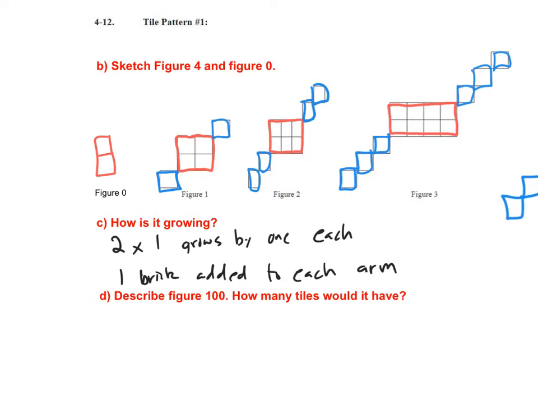So describe figure 100. What would it look like? Well, the arms, or the blue part, would be 100 long, and then the center portion would be 2 tall by 101, because remember it is one more than the figure number. So then how many tiles would it have? This is our next tricky part here. Why don't you take a second and think about that, and I'll bring it back in just a second.